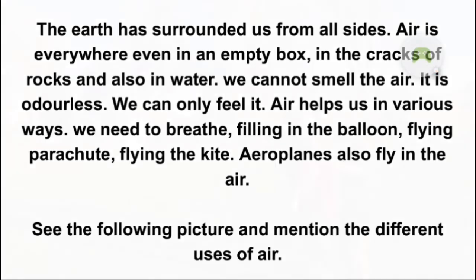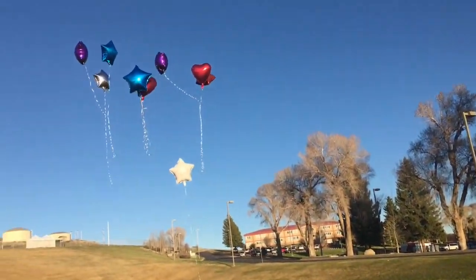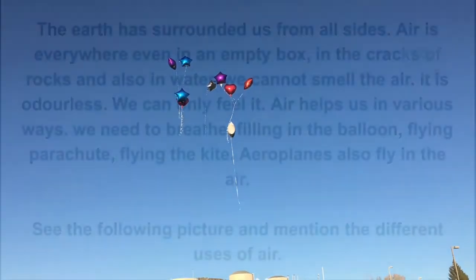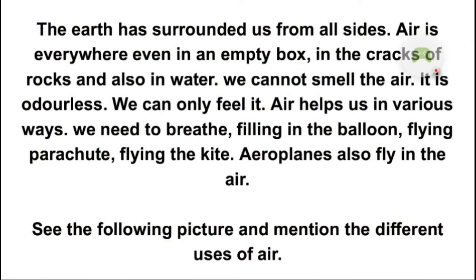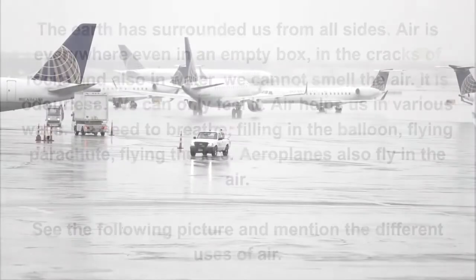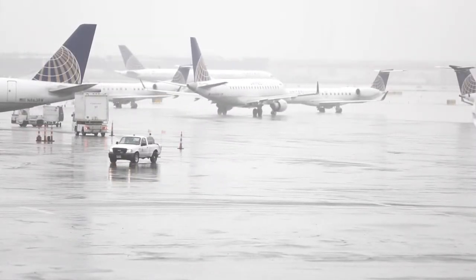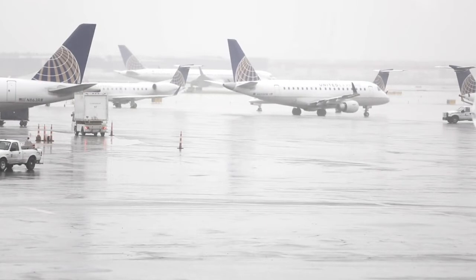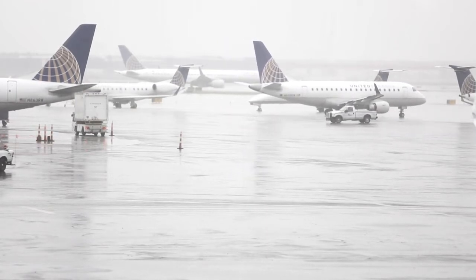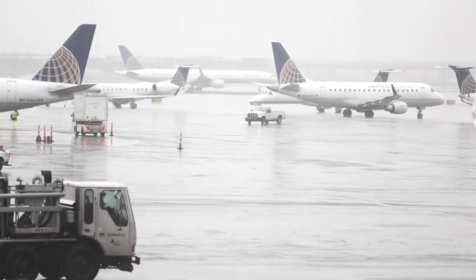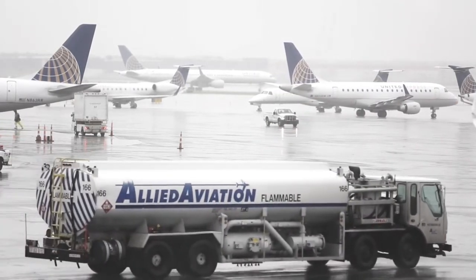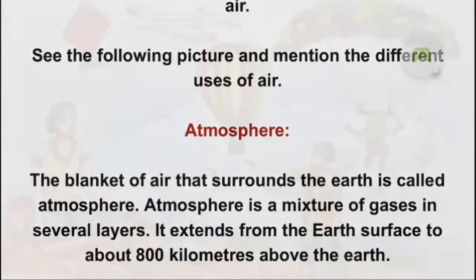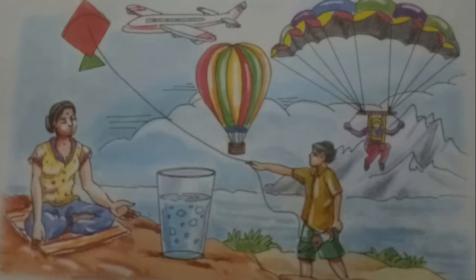Air helps us in various ways. What are those ways? We need it to breathe, for filling balloons, flying parachutes, flying kites. So, students, these are all the uses that we have in our day-to-day life with the air. Aeroplanes also fly in the air, you know, students? Yes. Students, how were the butterflies flying there? Same like that, aeroplanes also fly in the air. See the following picture and mention the different uses of air in your notebook, students.